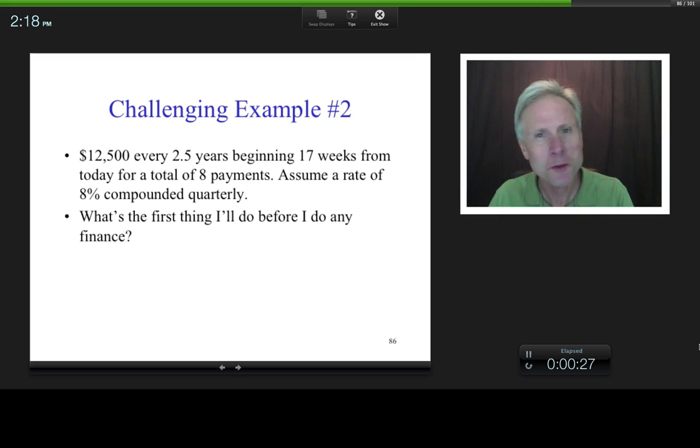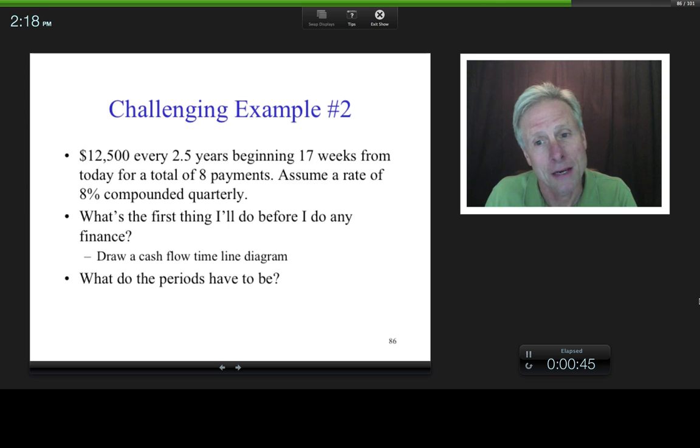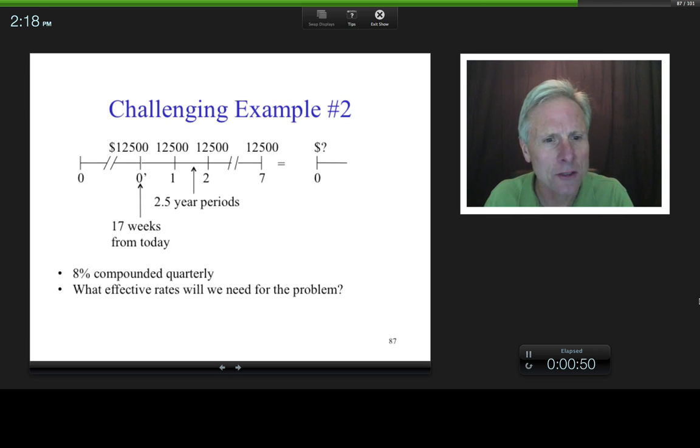Now, before I do any finance whatsoever, what's the first thing I'm going to do? I know you know this one at this point. Draw a cash flow timeline diagram. That's right. So here we have stuff is happening every 2.5 years. So what do the periods have to be? Well, every 2.5 years, right? So we're told 8% compounded quarterly. So what kind of effective rates do you think we need for this problem?